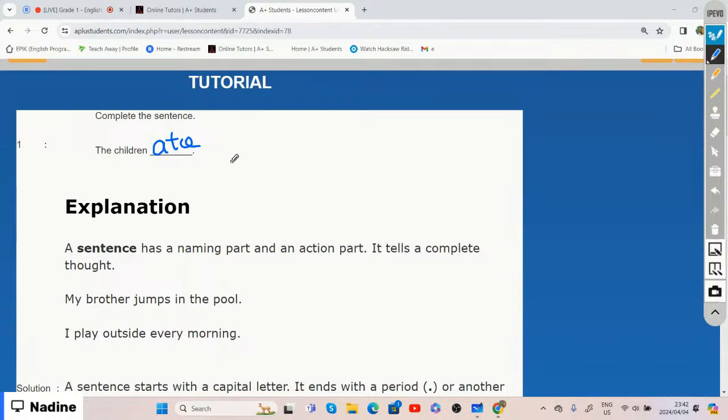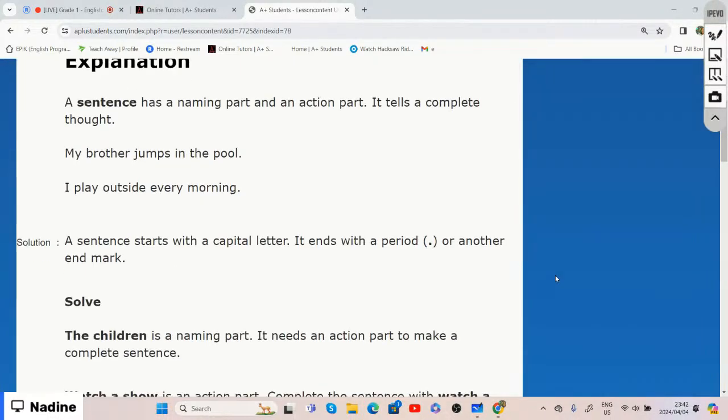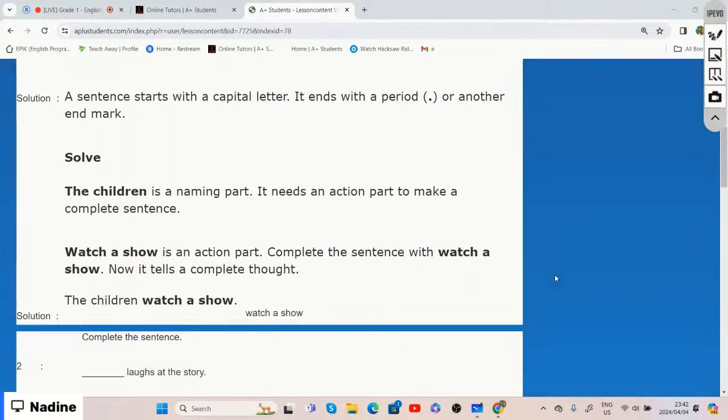Ate or eat is our action. So the children ate, which means that the children is our naming part and ate is our action part.